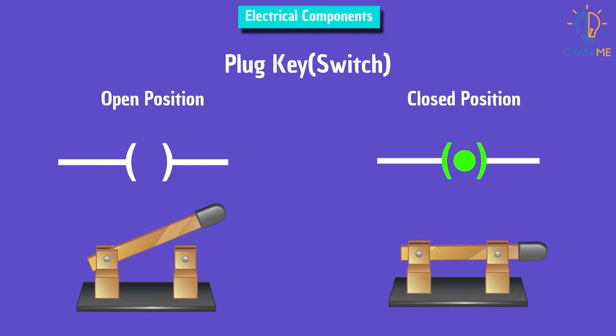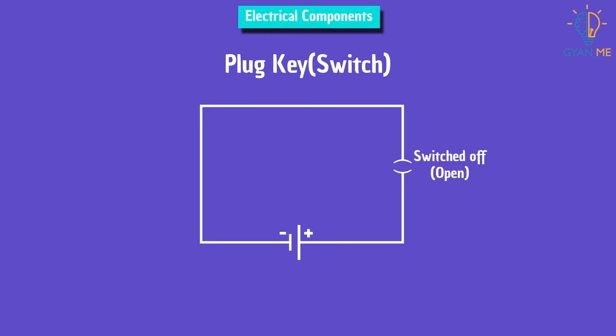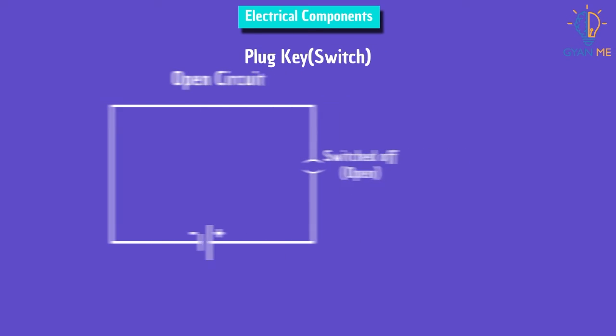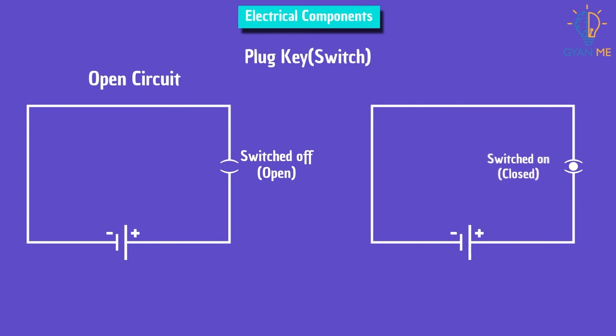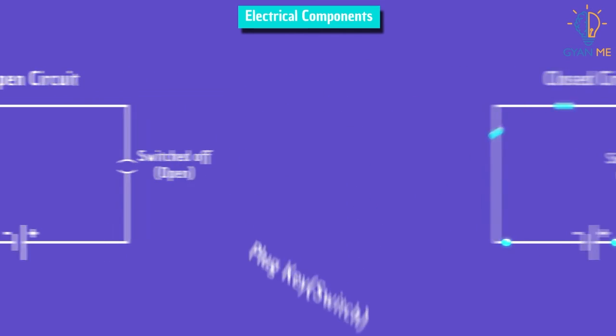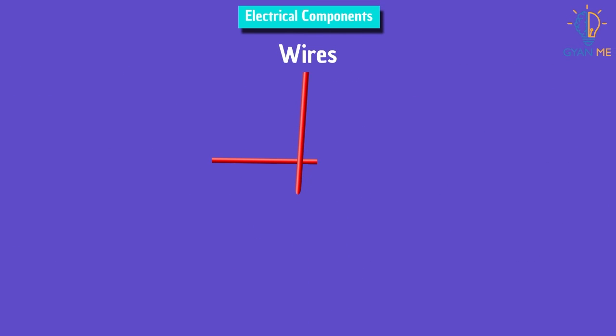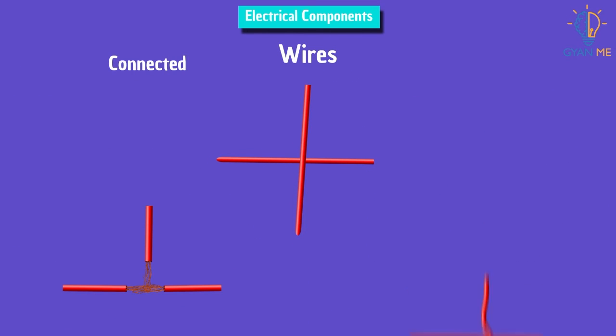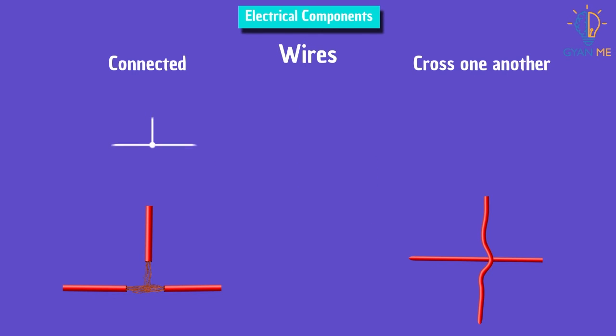When we switch off or open the key, there is no supply of current in the wire. The circuit is said to be open. When we switch on or close the key, the current flows in the wire and the circuit is said to be closed. When two or more wires cross one another, we need to know whether they are connected or if they simply cross one another without joining. If wires are connected, the joint is represented by a dot at the crossing point. While wires crossing each other without joining are shown with a loop at the crossing point.